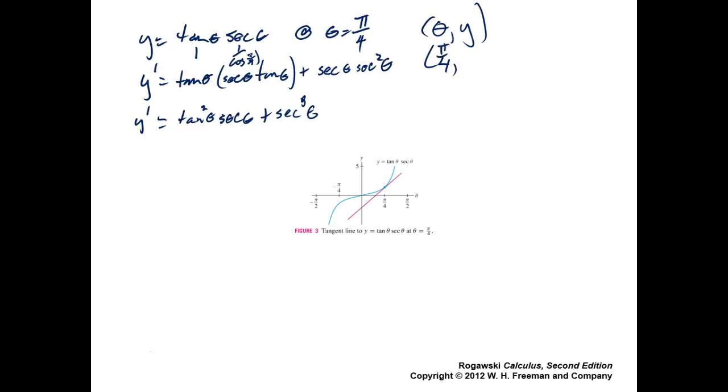So you're absolutely right. So this would be root 2. So this thing is root 2. 1 times root 2 is root 2. Okay, so there's your point. Let's take this value and plug it in here. Y prime, which is also m at theta equal pi fourths.